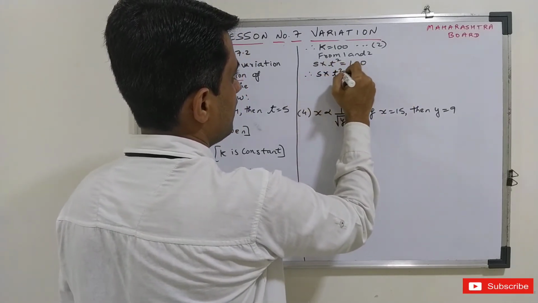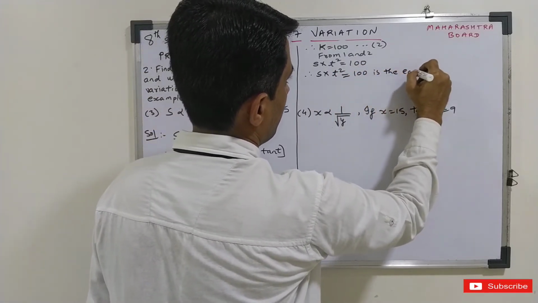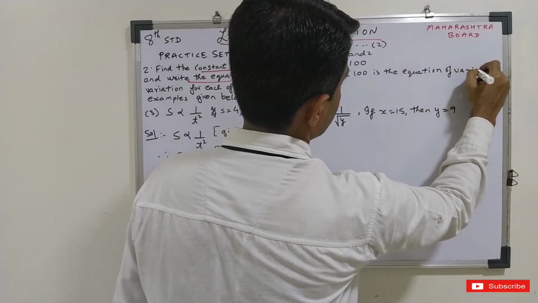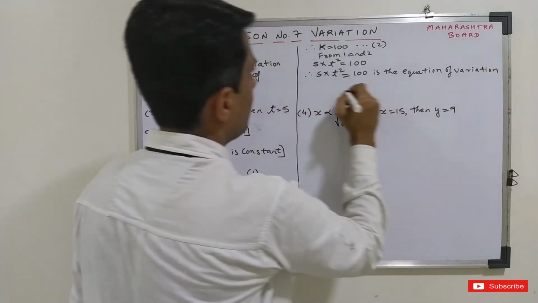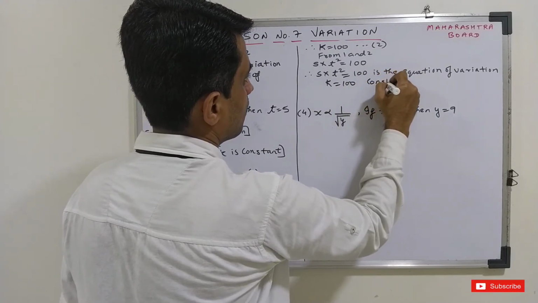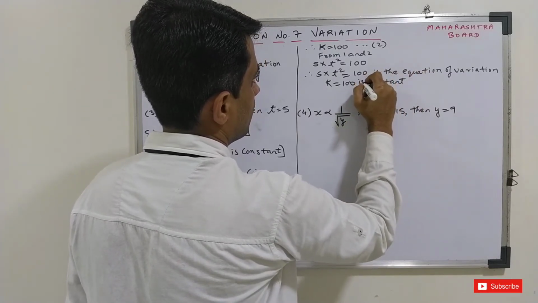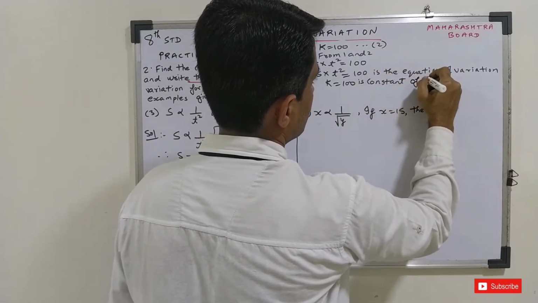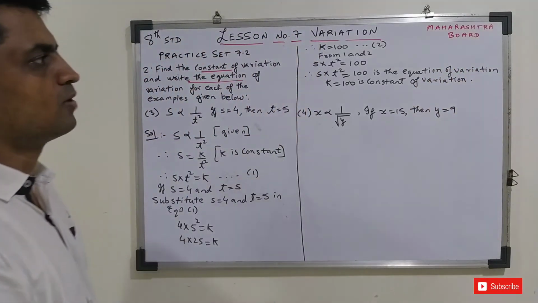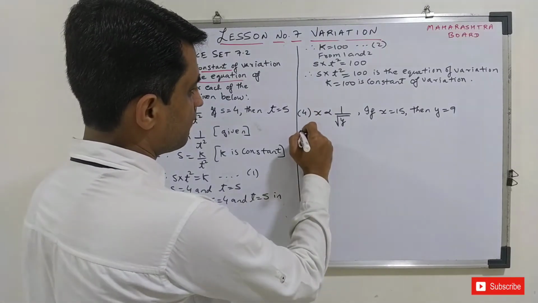So I am writing here: S into t square is equal to 100 is the equation of variation. And K is equal to 100 is the constant of variation. So both we got, the equation of the variation and the constant of the variation. Now let us move on to the fourth sum.